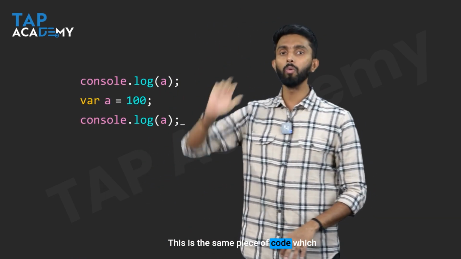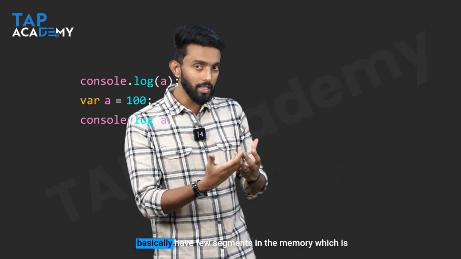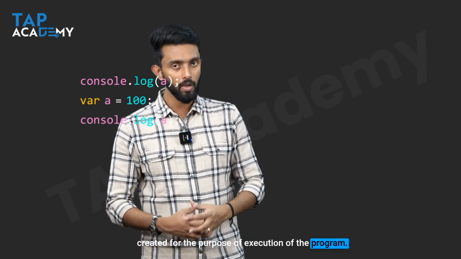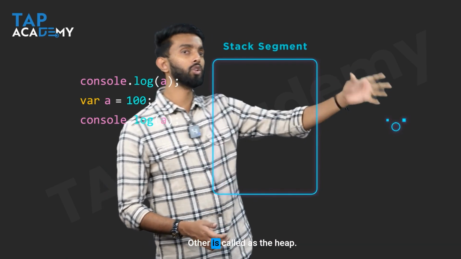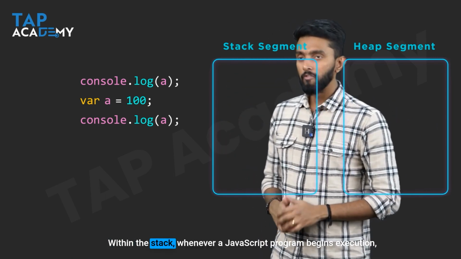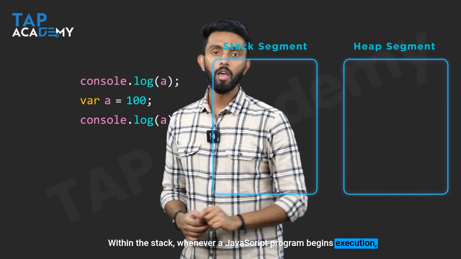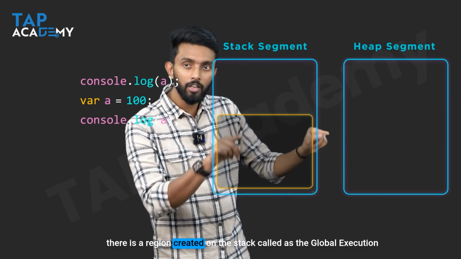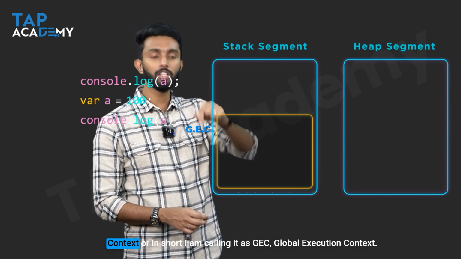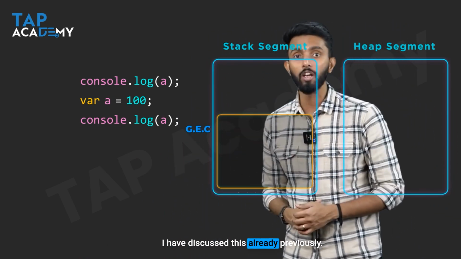This is the same piece of code which I'm bringing here for your reference. Whenever a JavaScript program executes, we basically have a few segments in the memory which are created for the purpose of execution of the program. One is called the stack, other is called the heap. Now please try to understand, within the stack, whenever a JavaScript program begins execution, there is a region created on the stack called the global execution context, or in short I'm calling it GEC. I've discussed this already previously.